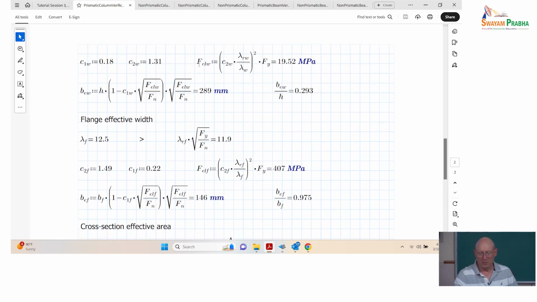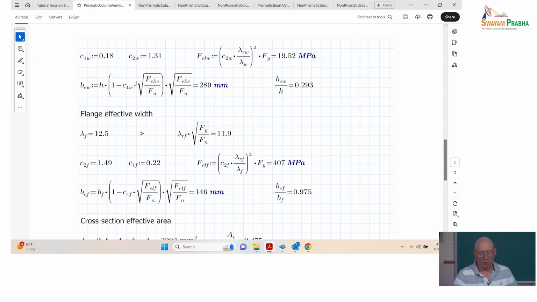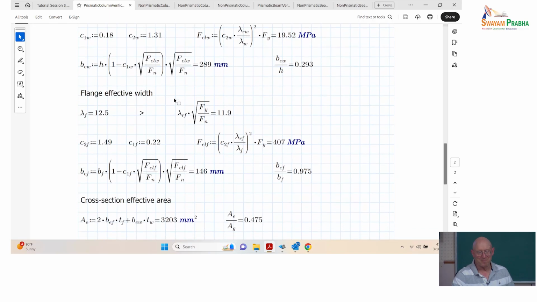So now we can take that elastic buckling stress, our Fn instead of Fy, and we can calculate the effective width of the web. So we got 289. You can see that's only 29.3% of the total width of the web. So we have quite a substantial loss of effectiveness of this web due to local buckling. The effective width is letting us calculate a post-buckling strength for the web.